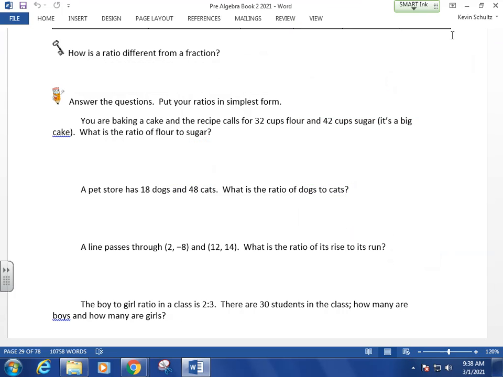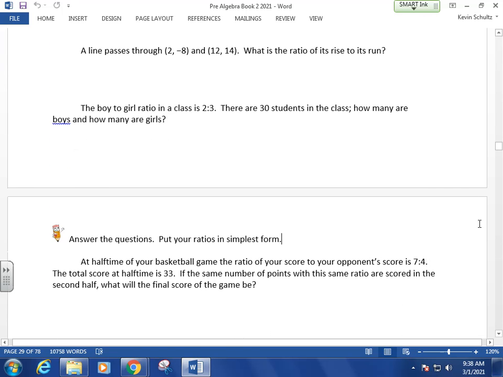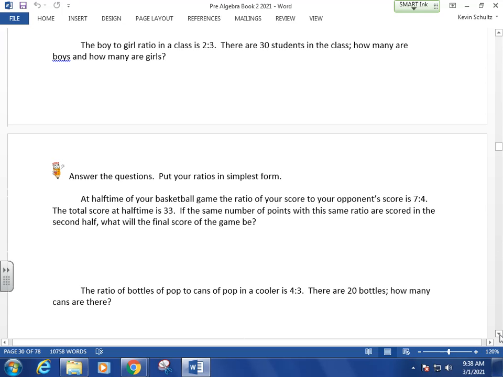But let's look at a different type of question. Other things we can do with ratios here. The last one on the page says, the boy to girl ratio in a class is 2 to 3. And this is why that order is important. If I tell you the boy to girl ratio in a class is 2 to 3, that means that there are 2 boys for every 3 girls. The order the ratio is presented is the order the ratio should be written. It doesn't mean there are 5 students in the class, though. Turns out there are 30.